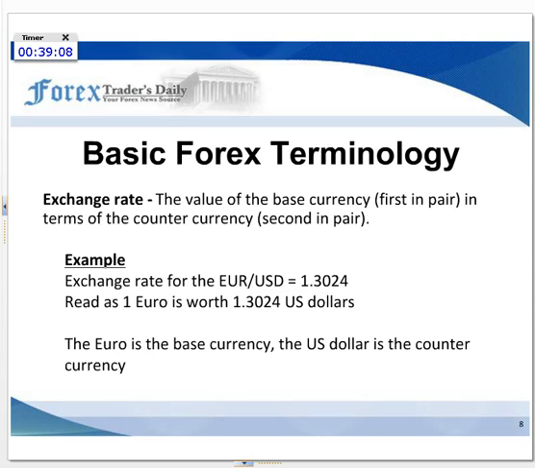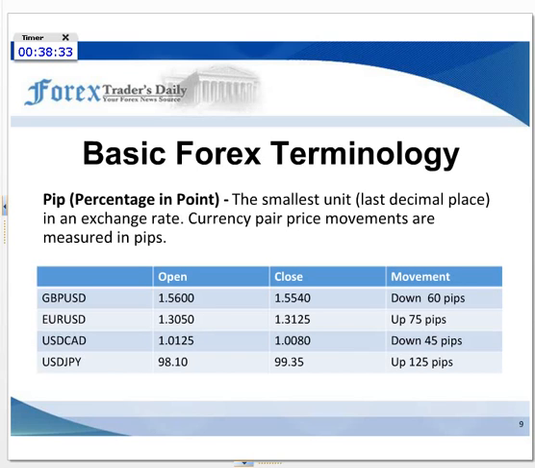So taking a look at the example that I have here on the screen, if the exchange rate for the EUR-USD, or the euro versus the US dollar, is 1.3024, then we would read this as 1 euro is worth 1.3024 US dollars, since of course the euro is the base currency and the US dollar is the counter currency. Now, currency price movement is measured and referred to in pretty small increments, or really the last decimal place in that exchange rate. And we refer to this movement as a pip, as P-I-P, as a pip.